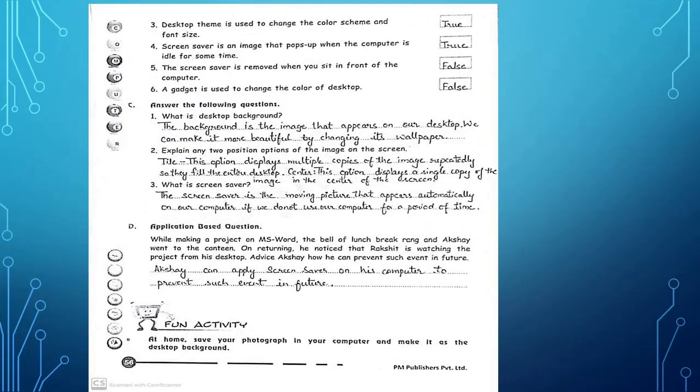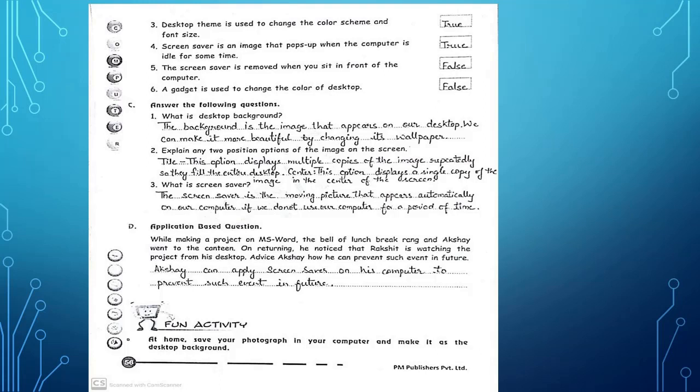Children, the next statement is desktop theme is used to change the color scheme and font size. Yes, we can change the color scheme and the font size by using theme option. Okay, so this statement is true. Now the next statement is screensaver is an image that pops up when the computer is idle for some time. Yes, screensaver is the image that pops up when the computer is idle. Okay, so this statement is true.